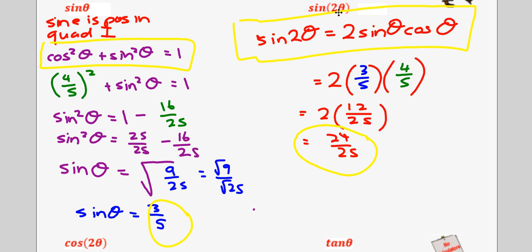So we found sine of 2 theta. If theta was doubled, what would be the value of sine? It would be 24 over 25. We plugged it into the double angle formula, and so on.